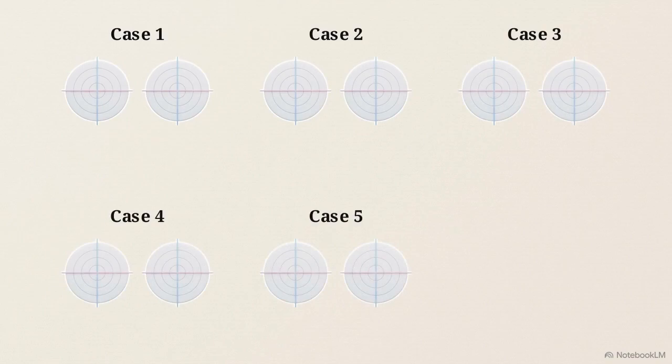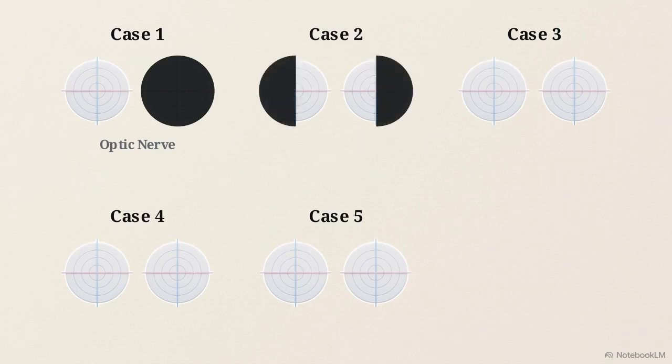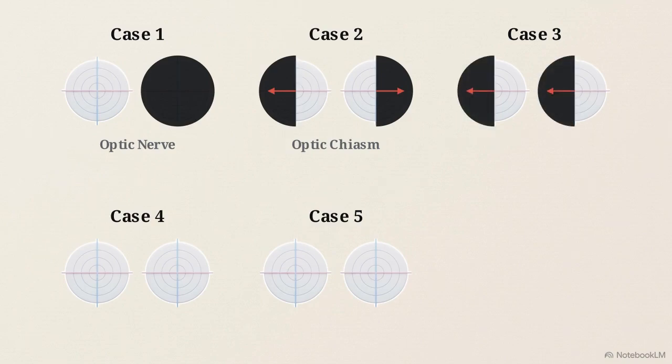Case 1. Total unilateral blindness in a single eye. The input is blocked before it can cross. This is a pre-chiasmal optic nerve lesion. Case 2. We draw divergent arrows in the blind spots, forming an X. The lesion sits precisely at the optic chiasm. Case 3. The arrows point in the same direction, meaning it is post-chiasmal. The defect covers the full half field, meaning the fibers are bundled. This is an optic tract lesion.